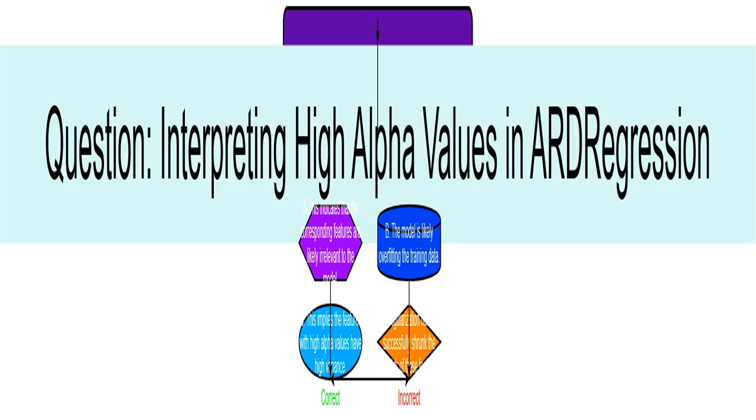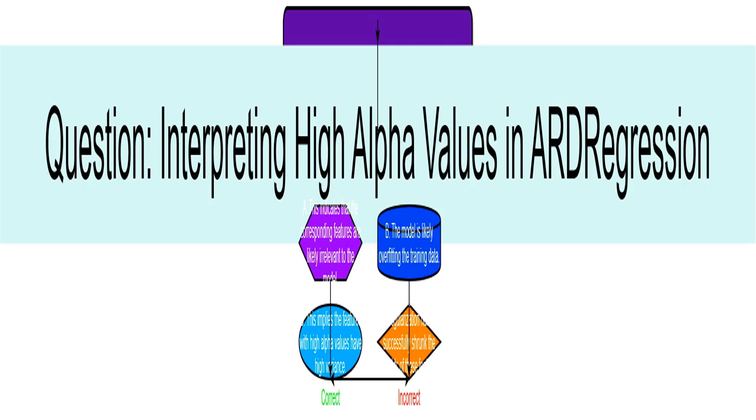Let's break down this question about interpreting high alpha values in ARD regression. ARD stands for Automatic Relevance Determination. It's a technique used in Bayesian linear regression to figure out which features are important for making predictions. Each feature gets its own alpha value, which tells us how precise, or how much we trust, the prediction from that feature is. High alpha means we're really confident about the feature's contribution.